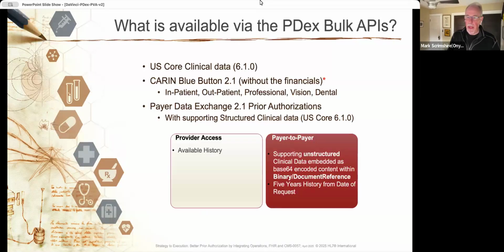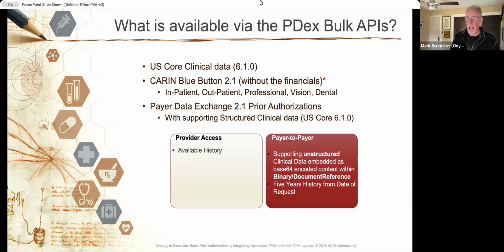As people know, I'm both the author of PDex as well as running the PDex work group. Let me start with the bulk APIs. These were introduced in PDex 2.1, and there are really two APIs. There is a payer-to-payer bulk API, and there is the provider access bulk API. Largely the same, in fact, using the same data export process.